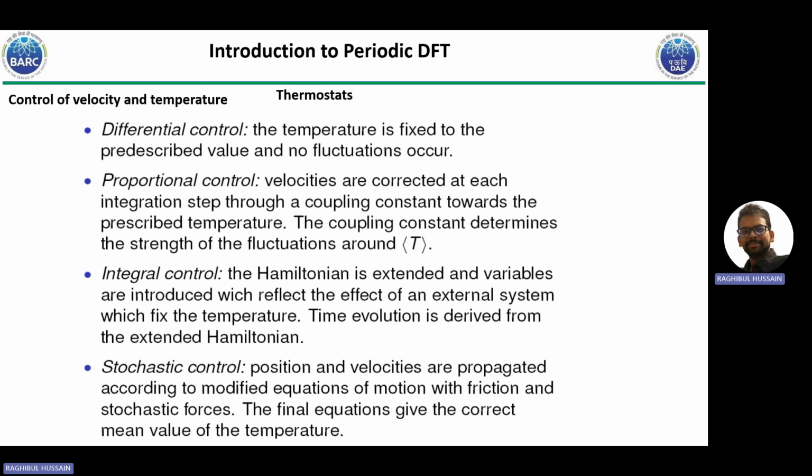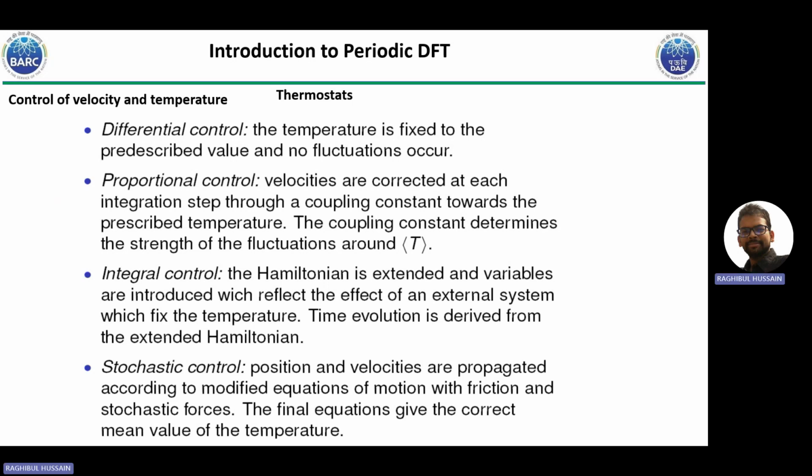Now, how can you control the velocity and temperature? There are different ways you can control the temperature. You can just impose it and say that my system, if I am running at 350 K, will be running at 350 K, and there is no other way it can be disturbed. So that is one way you can control the temperature, but people don't follow it in general.